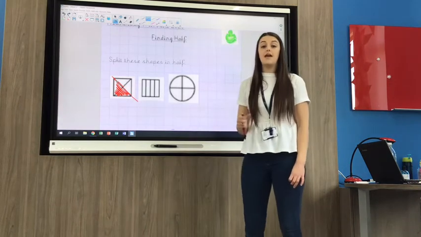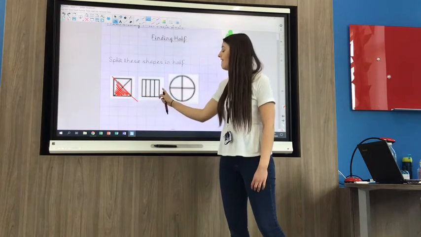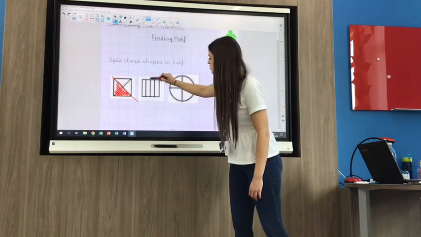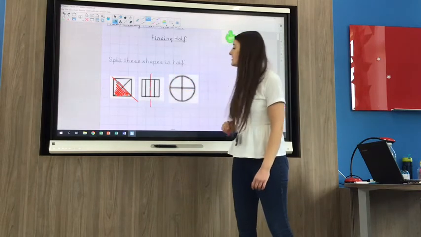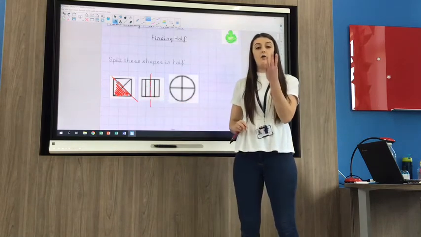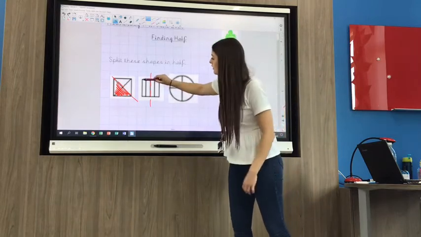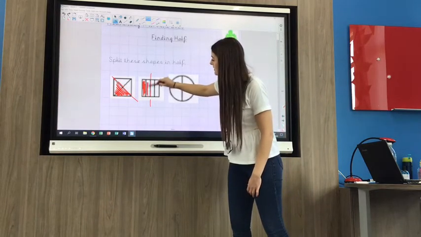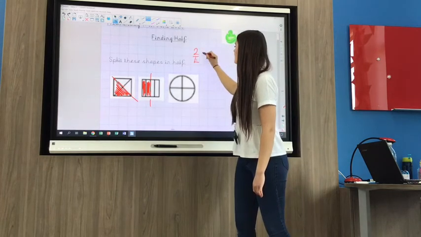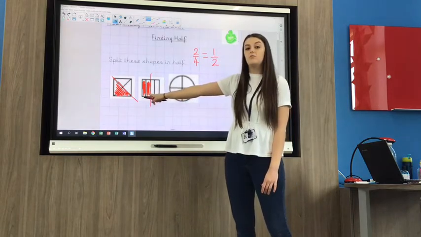So you need to look at your shape carefully. This one here, they've split it into 1, 2, 3, 4 equal groups. Well, it's a square again. I could either just put my line, splitting it down the middle, and I know I'm going to have to colour in those two parts, or I know half of 4 is 2. So I know I need to colour in 2 parts of this shape, okay? Because 2 quarters is the same as 1 half, okay? You can see it there.